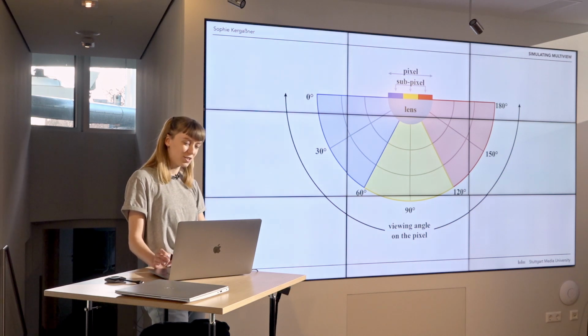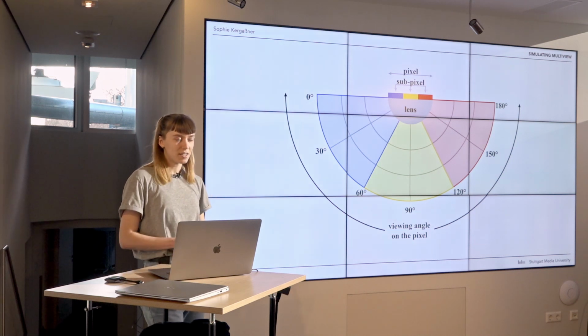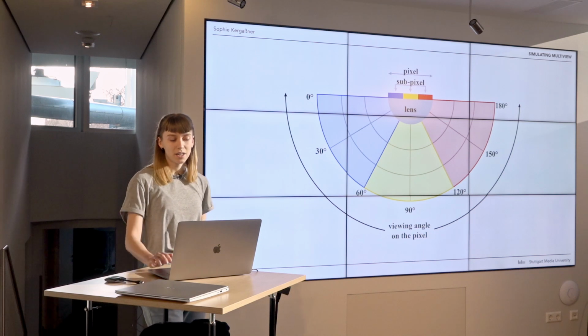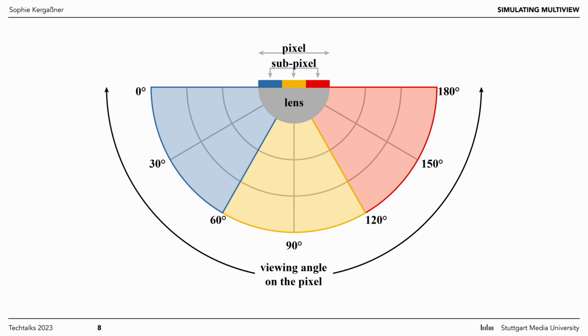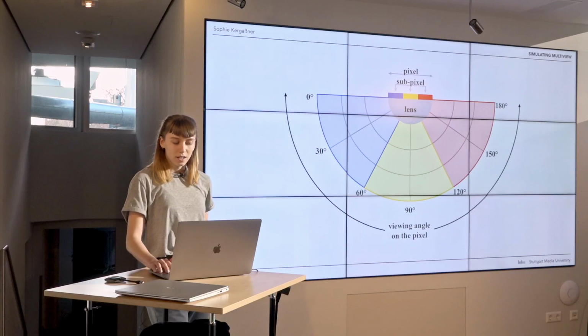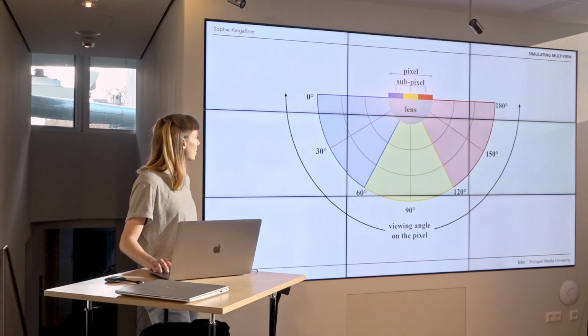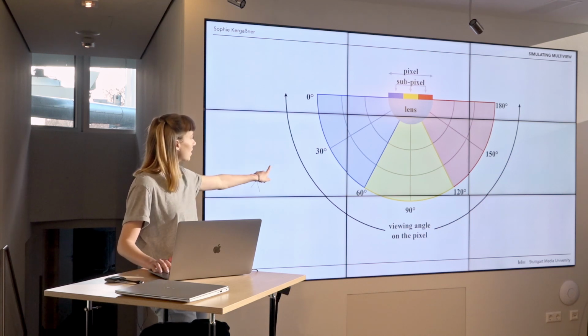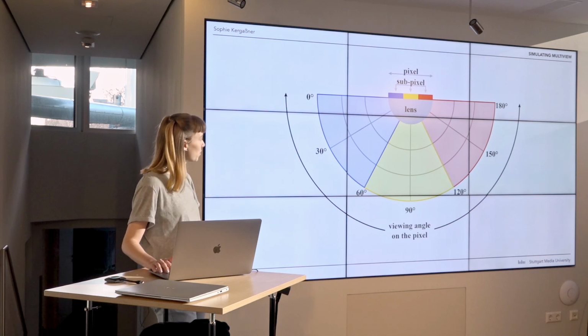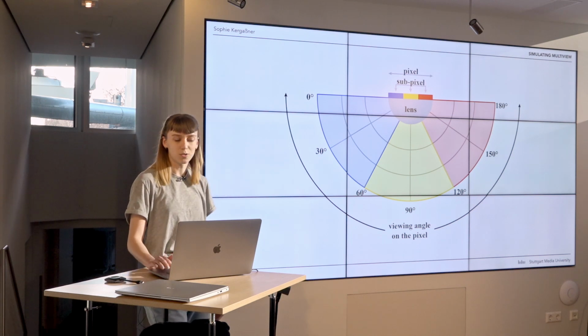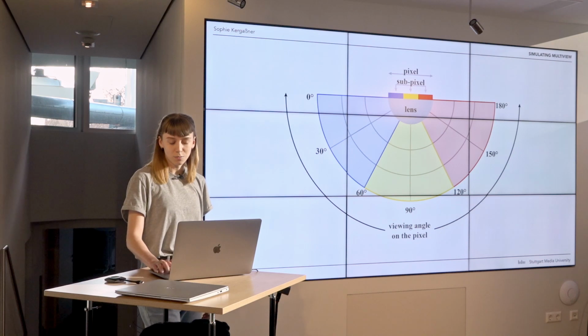So back to display technology. Most light field displays are built using subpixels, and every pixel has a specific number of subpixels. In this image we can see 3, so blue, yellow and red. We also have a lens in front of it that leads the light of the subpixels into specific directions in space. We can see here that the blue subpixel will be seen between 0 and 60 degrees, and as soon as we move a bit more to the right, we will immediately see the yellow subpixel. And it's the same with the red one.